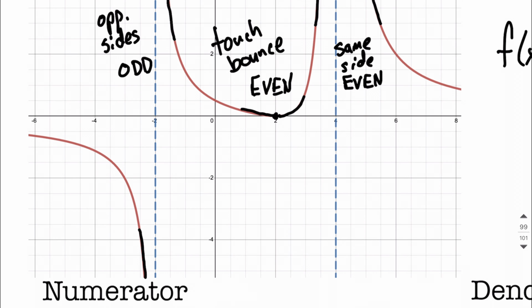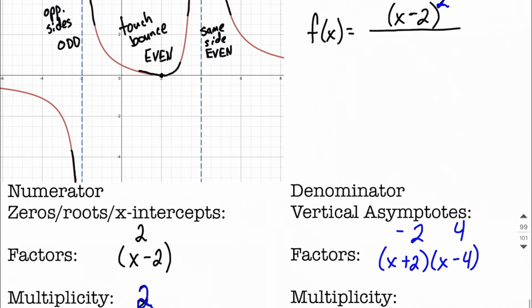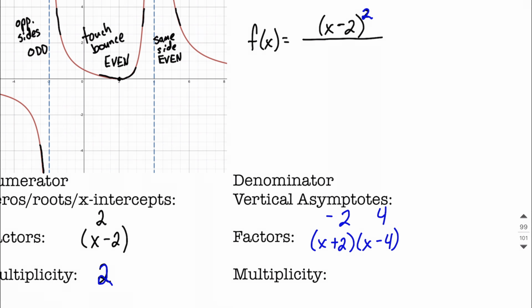All right, so as we think about this, we said multiplicity on the one at 2 was going to be odd. Let's just go with 1 for its exponent. And then an even multiplicity at 4, let's go with 2 for its exponent. All right, so now our factors, these factors go in the denominator, x plus 2 times x minus 4 quantity squared.